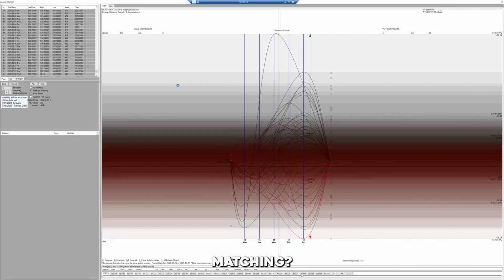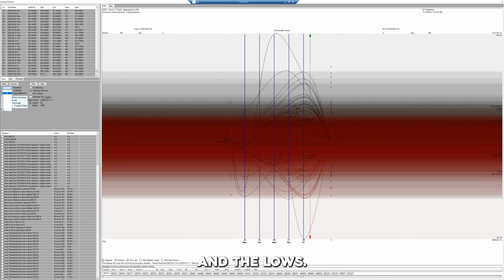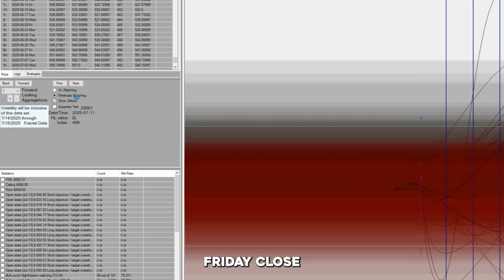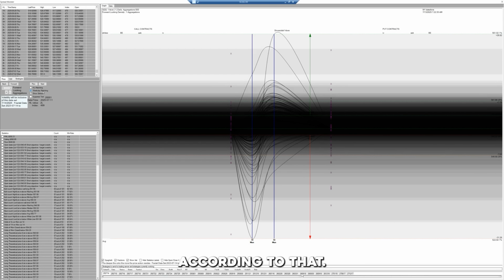Perfect. Next up we can talk about the weekday matching. So what is the weekday matching? This time it's not going to consider the DHL matching, basically the highs and the lows. This is the Friday close. Now, what comes after Friday for trading? Monday. So what it's going to do is take all the Mondays in the past 500 days and give you data according to that.